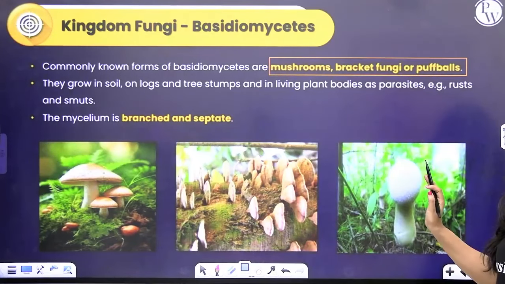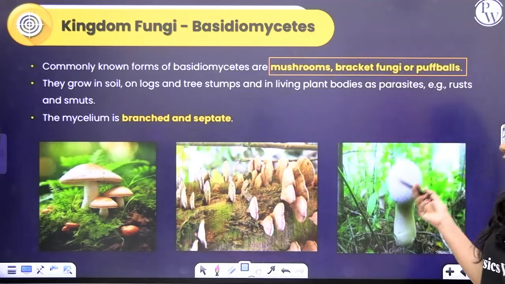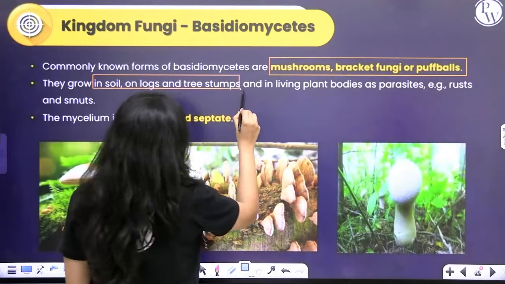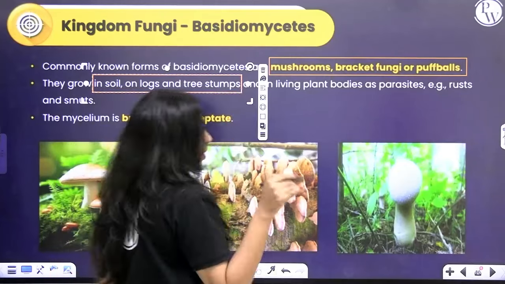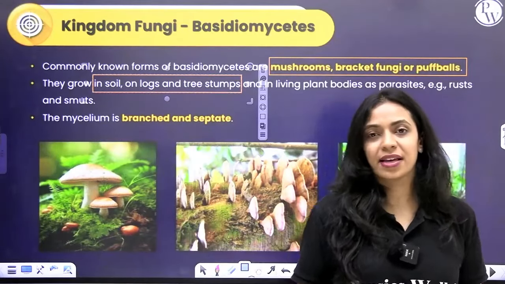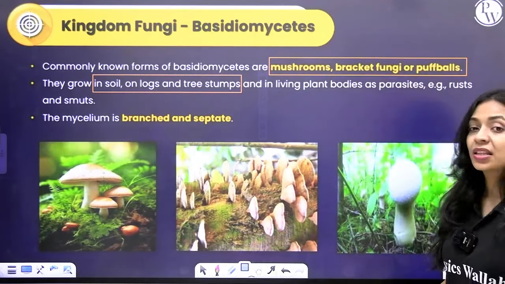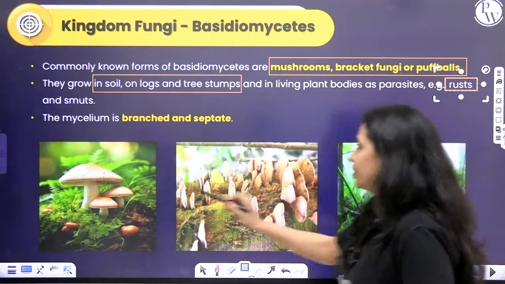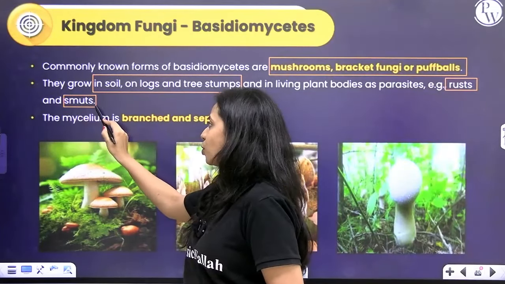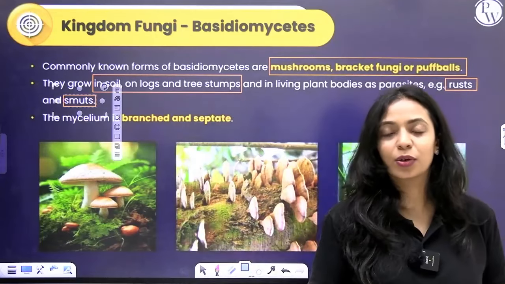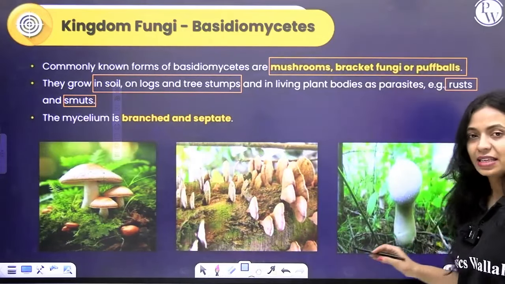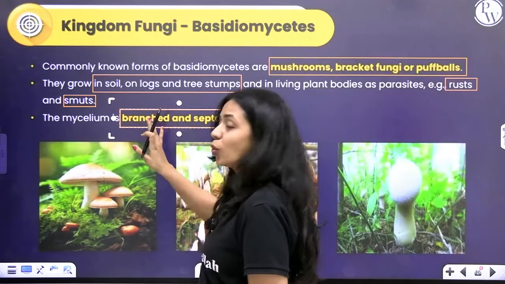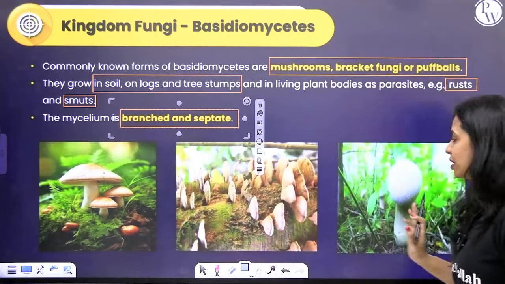Okay, where do they grow? Similar to most other fungi, they grow in the soil. They could grow on logs, stumps of trees. In living plant bodies, they can grow as parasites and cause diseases. Some examples of the diseases that basidiomycetes cause are rust and smut. Rust I had already shown you, what it looks like in the wheat plant. The mycelium here, like we already know, is branched and septate. It is aseptate only in phycomycetes. In the other groups, it is septate.